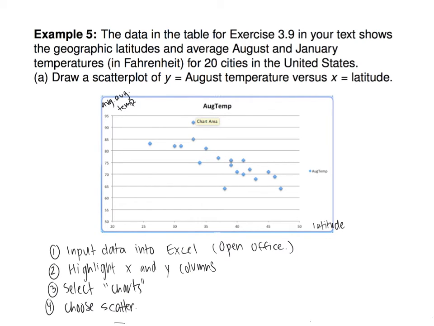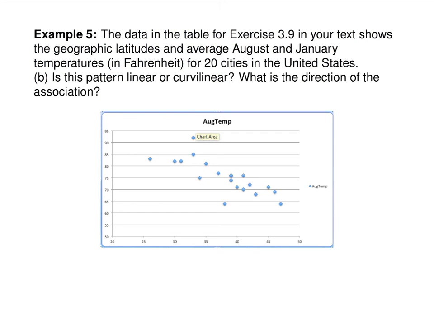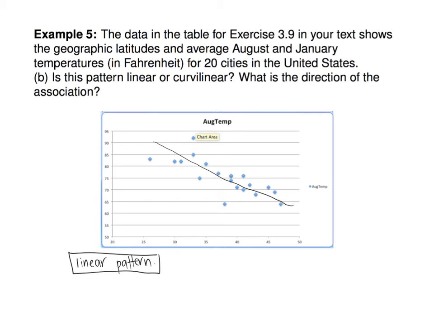You can see that for places that have high latitudes, they have lower temperatures, which should make sense. As you get closer to the poles, the average August temperature is lower than in places that are closer to the equator. So is this pattern linear or curvilinear? And what is the direction of the association? You can probably imagine a line passing through this data, more or less. I think it's pretty obvious here that the pattern is linear. Is the association positive or negative? It's definitely a negative association.